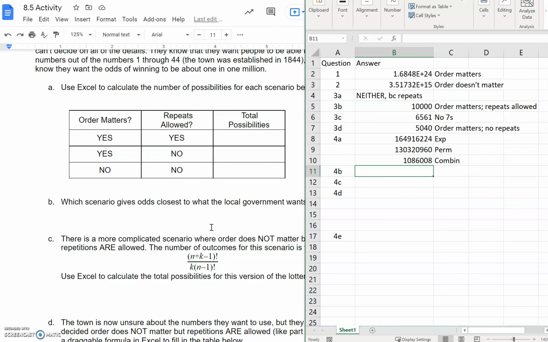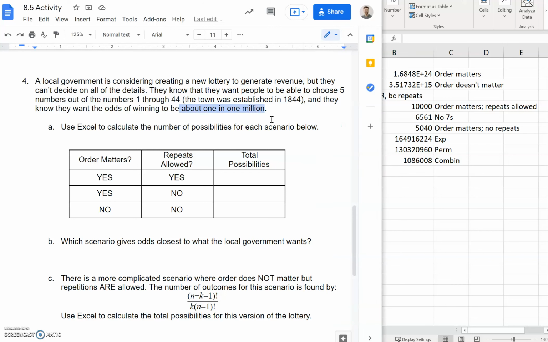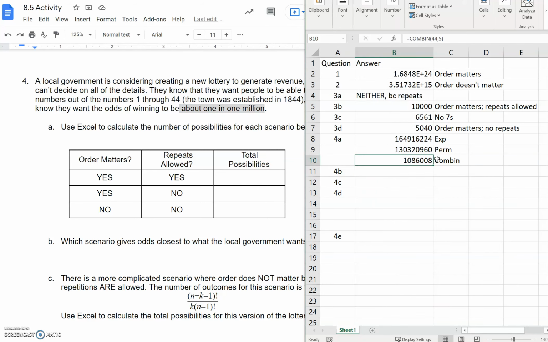Okay, for B, which scenario gives odds closest to what the government wants? So they want the odds to be about 1 in a million, right? Well, that means there should be about 1 million total possibilities, right? Only one winning set of numbers. So out of however many possibilities, the closest one to 1 million is going to be combination here. So this is going to be scenario 3, right, with our combination. And that one's just over 1 million. So that's fine, right? It's an extra 86,000 over, but that's fine.